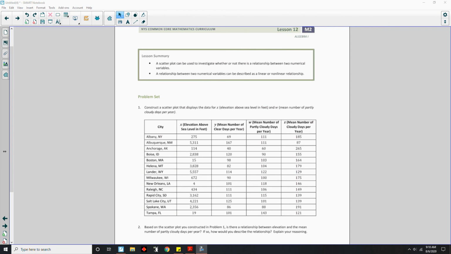Page 7 brings us to the end of lesson 12. Review the lesson summary and go to your problem set.